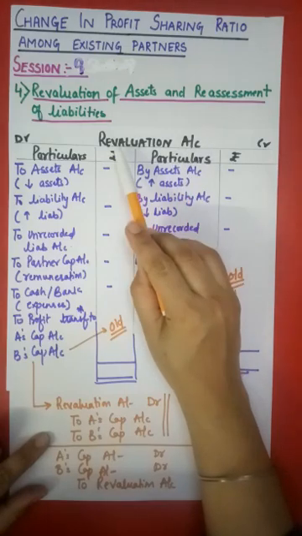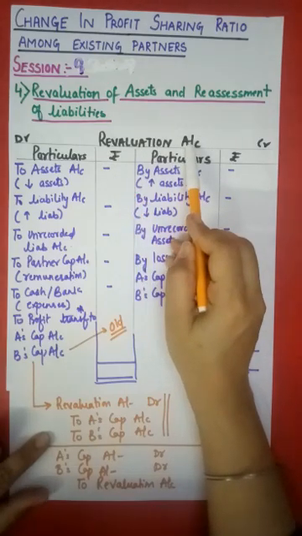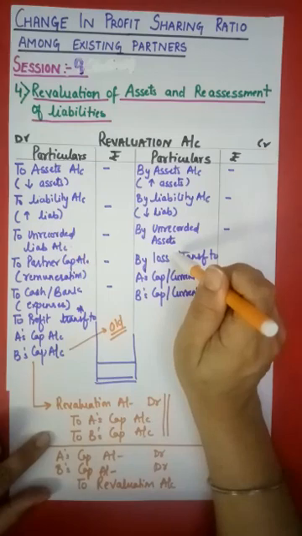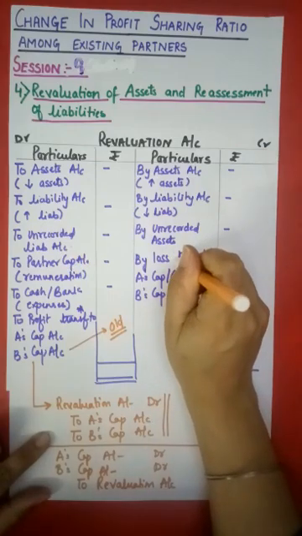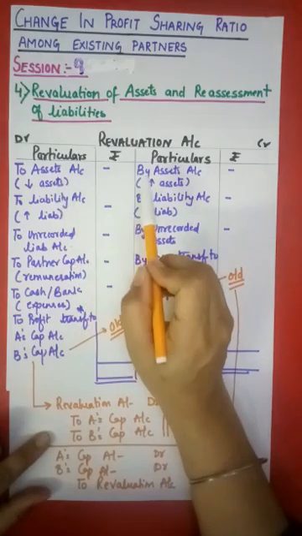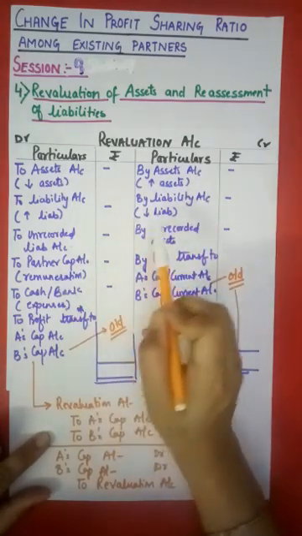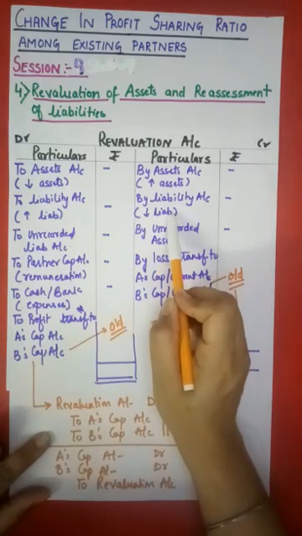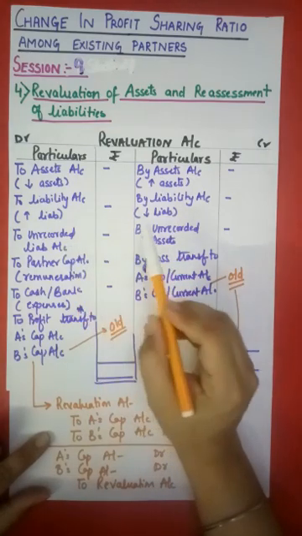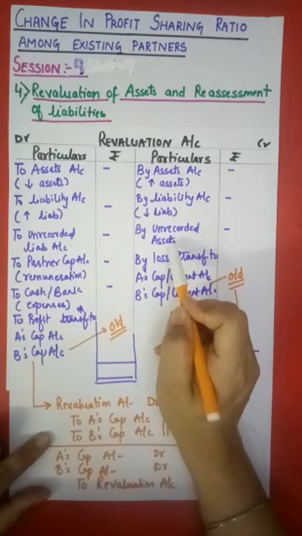Now, when the revaluation account is prepared, all the assets and the liabilities are revalued and reassessed, and in the balance sheet the increased or decreased value of assets is shown and the increased or decreased value of liabilities is shown. Unrecorded liability and unrecorded assets are also shown in a new balance sheet after the reconstitution of the firm.